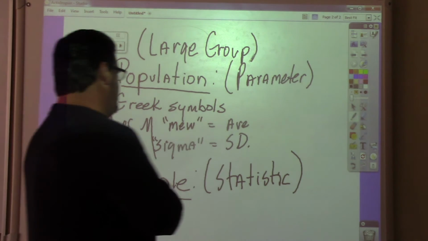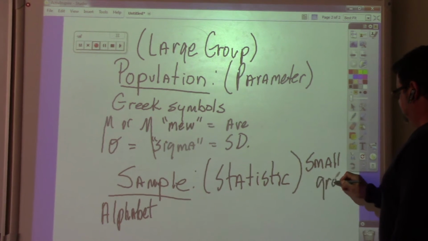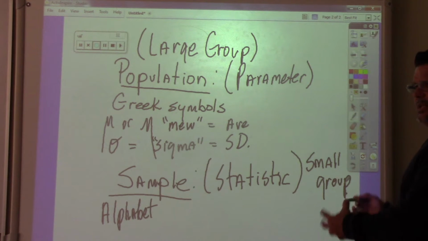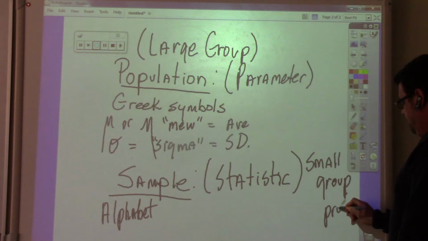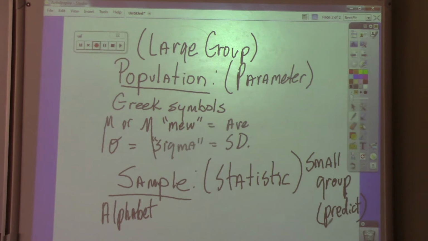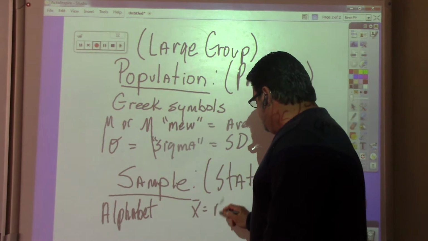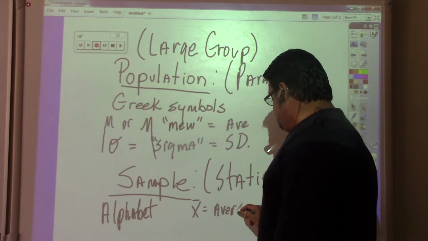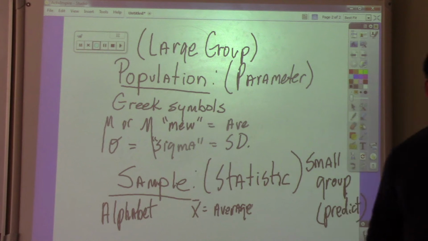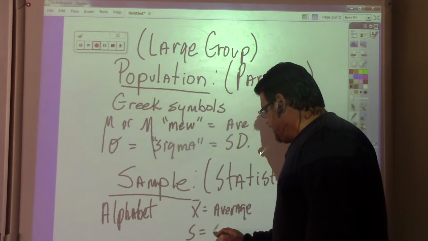Statistic is the small group that predicts. It's the small group that we actually survey, and we take those numbers to do what? Predict. X bar is the average. That's called X bar, the average or the mean. S is the standard deviation.